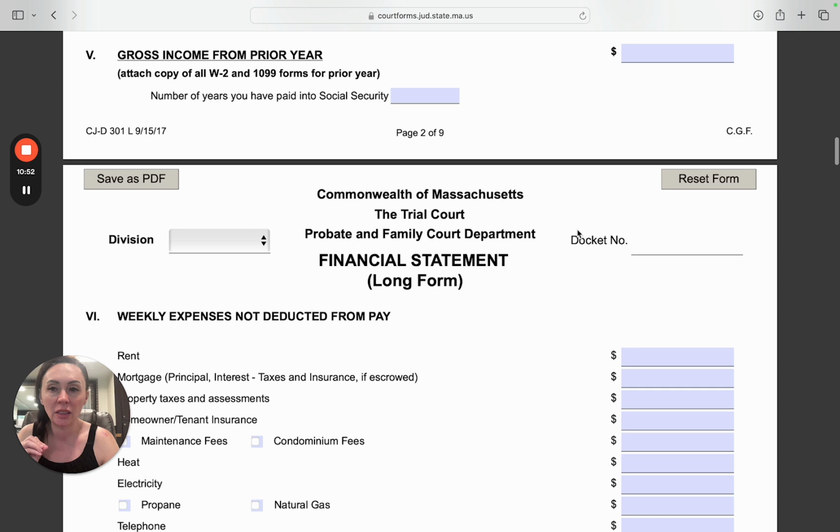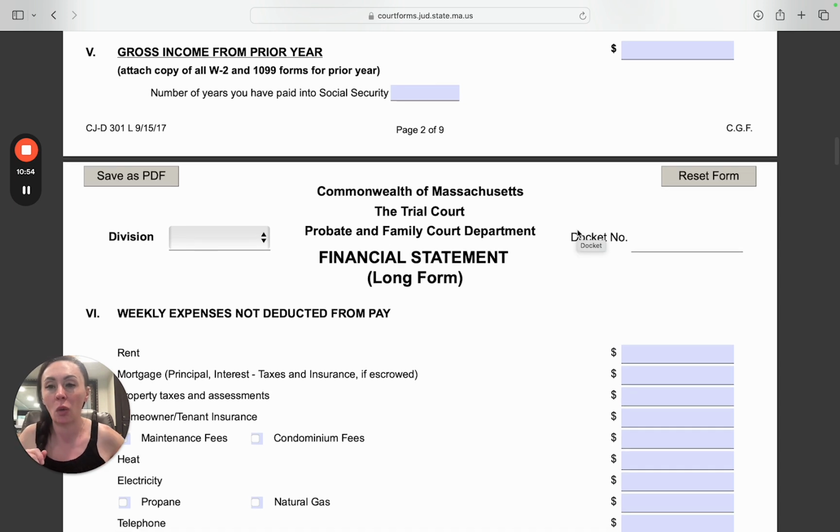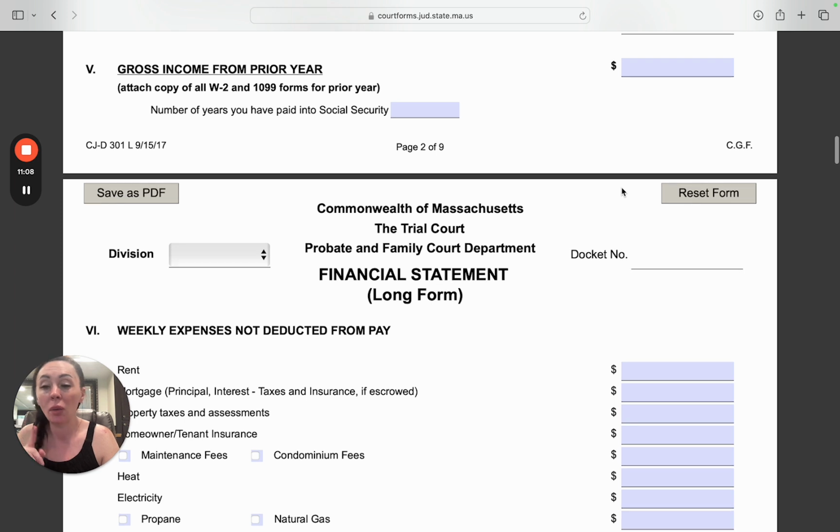All right, so this Section 5, moving on, is where you're going to need your W-2 and or your 1099s from the prior year. You have to report your gross income from the prior year. Now, if you are filling this financial statement out in maybe like January or February, you're probably not going to have your W-2 from your job at year end. So that's okay. You're going to use the year before that. So the last year that you have is what you're going to use.